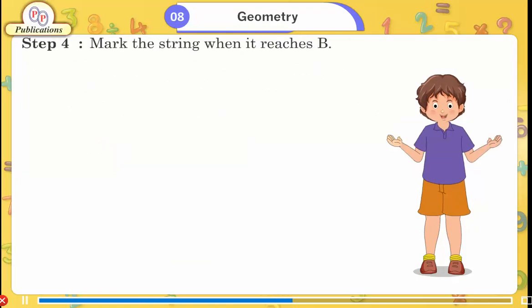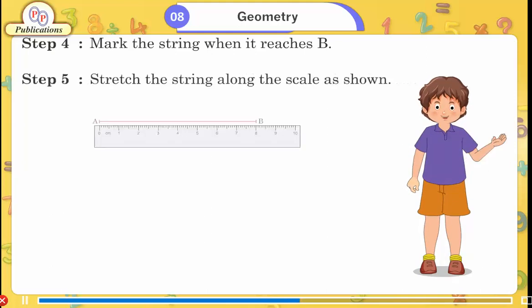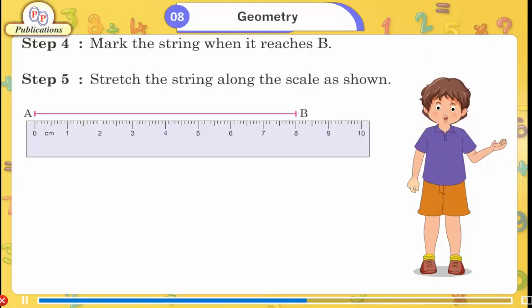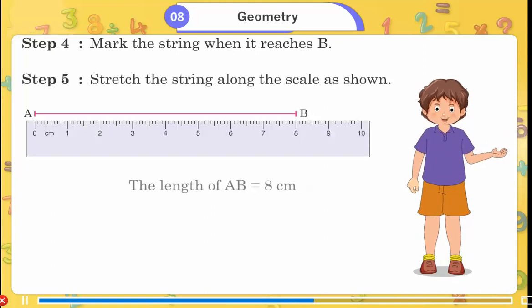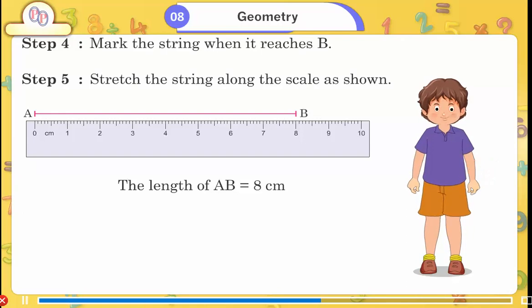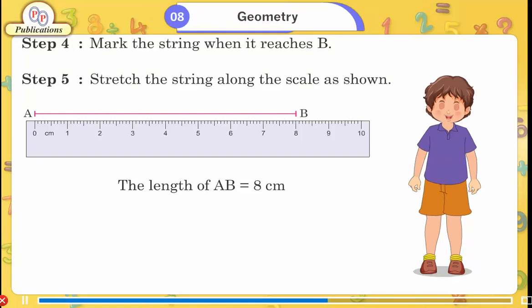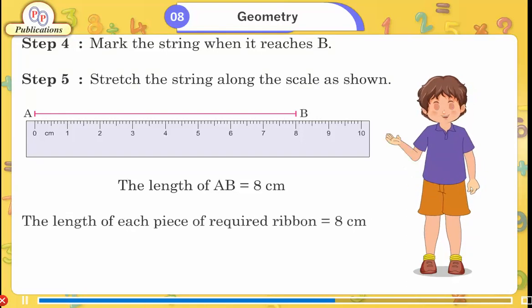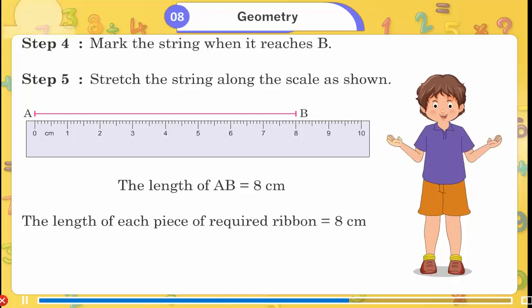Mark the string when it reaches B. Step 5. Stretch the string along the scale as shown. AB. The length of AB is equal to 8 cm. The length of each piece of required ribbon is equal to 8 cm.